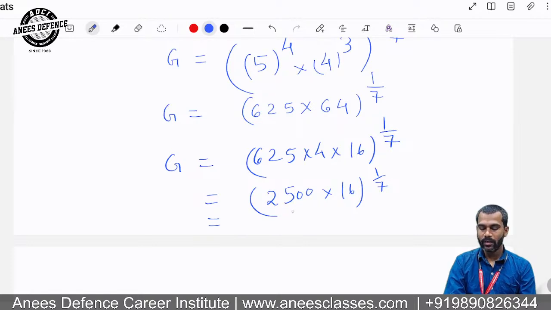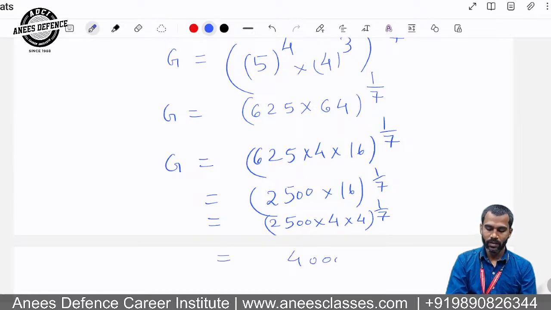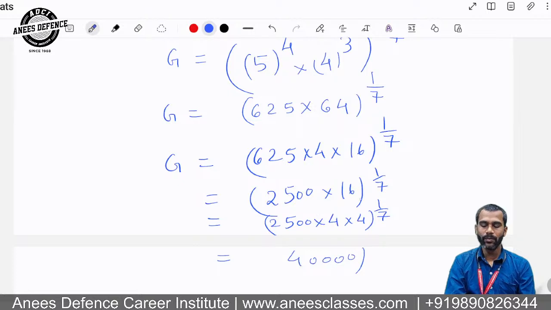What I am doing, see, 2.5k into 4 is 10k. So again I am writing this 4 into 4. So this is nothing but 10,000 into 4, which is 40,000. Or we could have just multiplied mentally. I'm just writing it so that you can see what I'm doing.